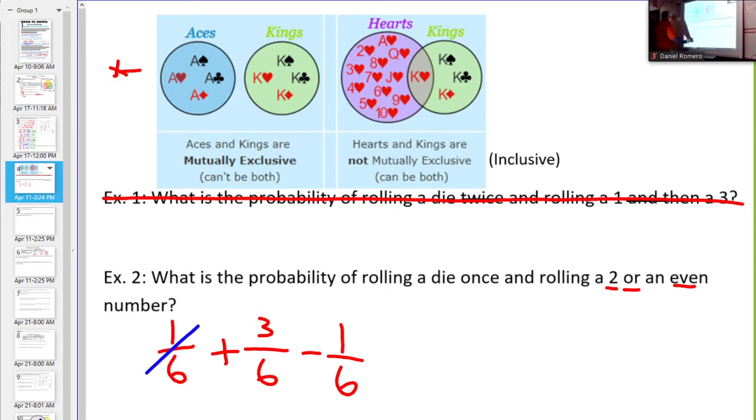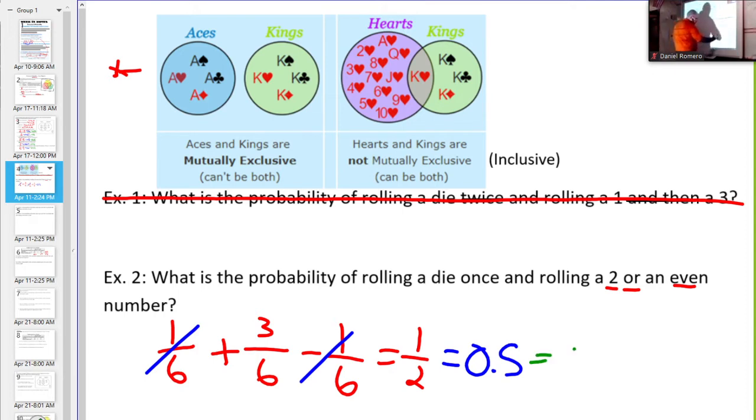So after these cancel out, you end up with 3 over 6, which is just 1/2. The decimal is 0.5, and as a percent, 50%. Okay, good. No questions there.